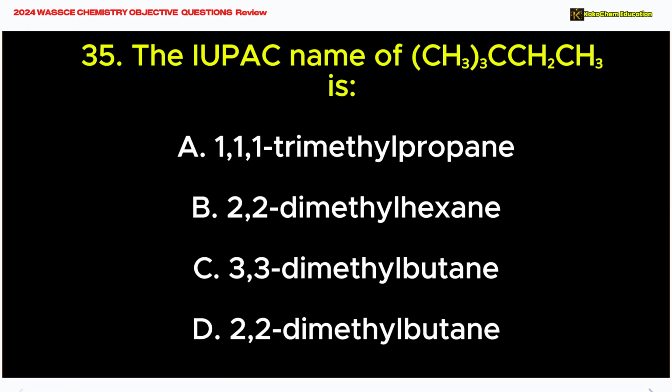XY3. Question 35. The IUPAC name of (CH3)3C-CH2-CH3 is A. 1,1,1-trimethylpropane, B. 2,2-dimethylhexane, C.